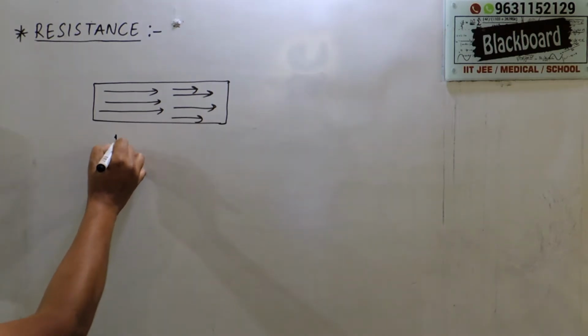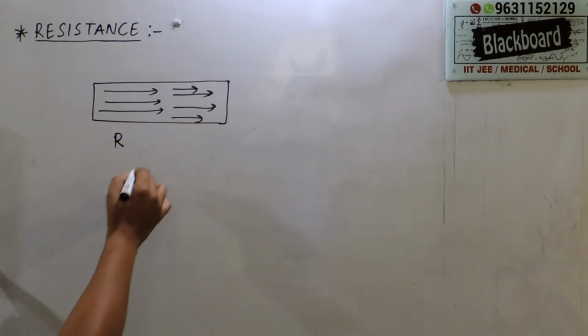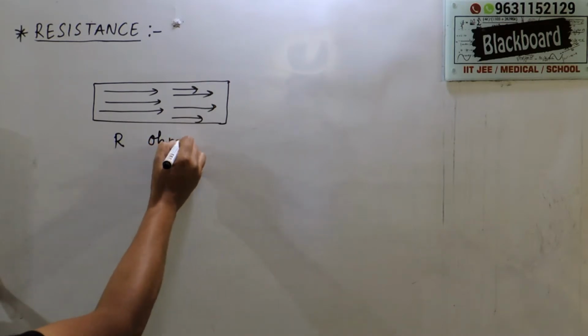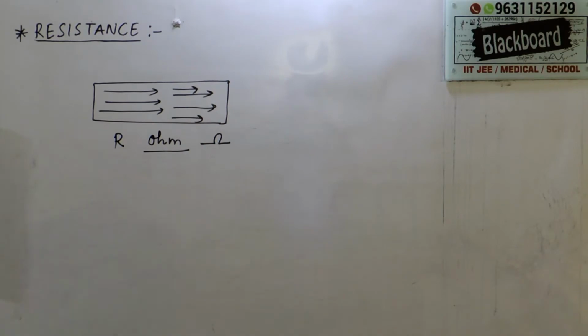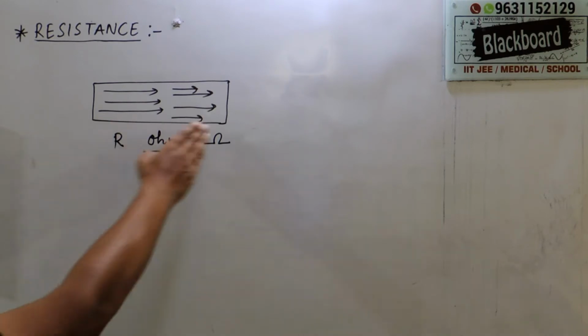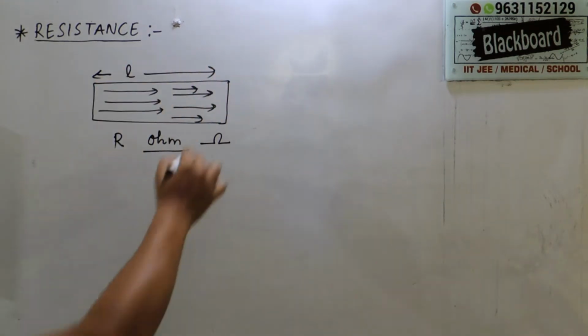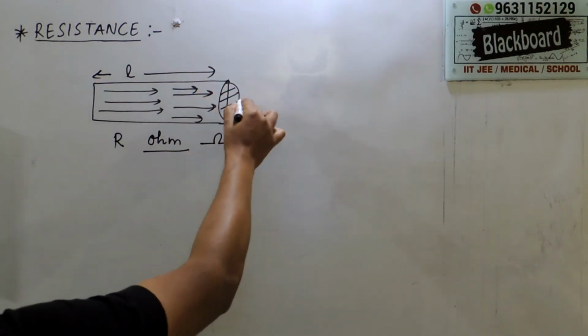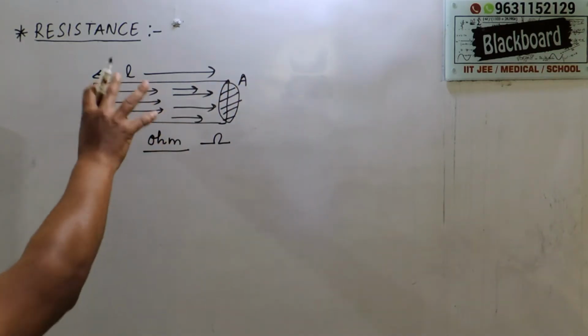It is denoted by the symbol R, and it is measured in the unit ohm. This is ohm, and the symbol of ohm is this one. There are some factors on which the resistance of a conductor depends. For example, the length of the conductor. Let this be the length of the conductor. This is the cross-sectional area. Third, the material of the conductor.